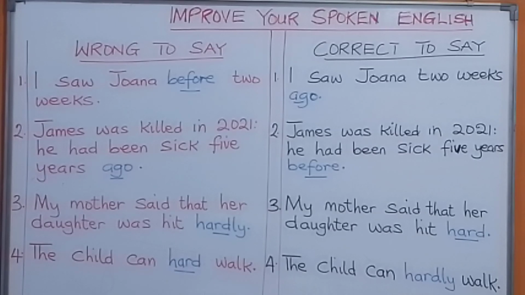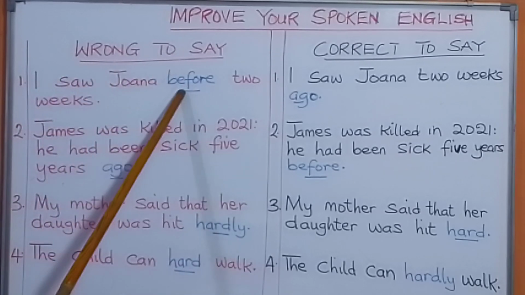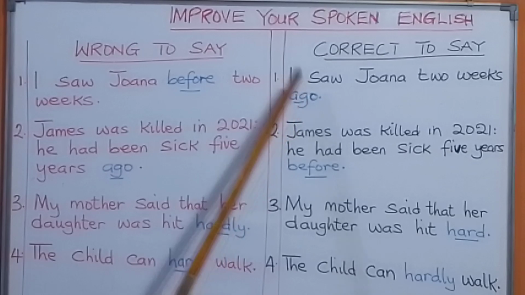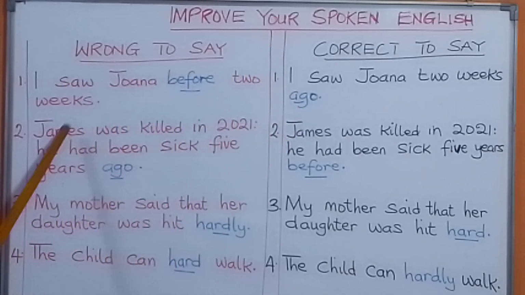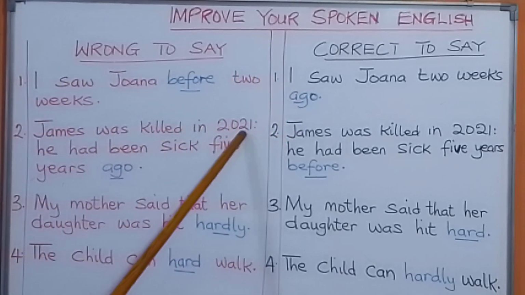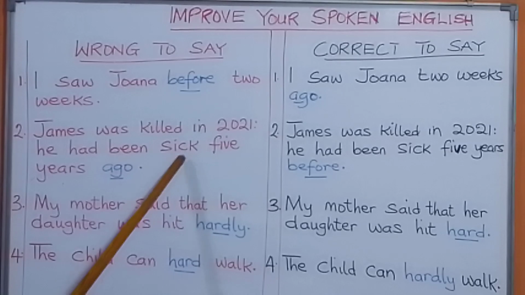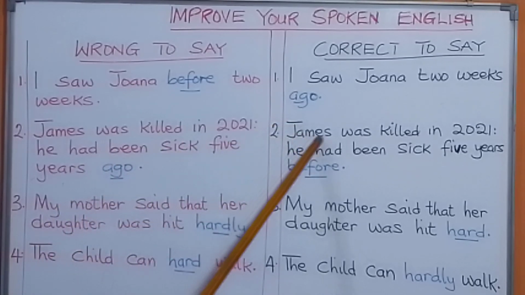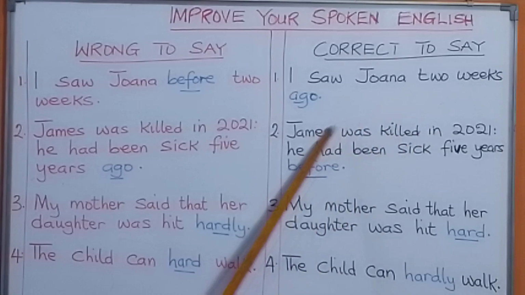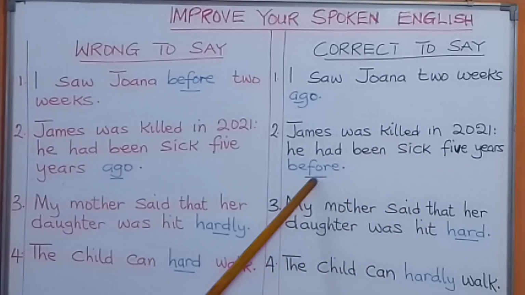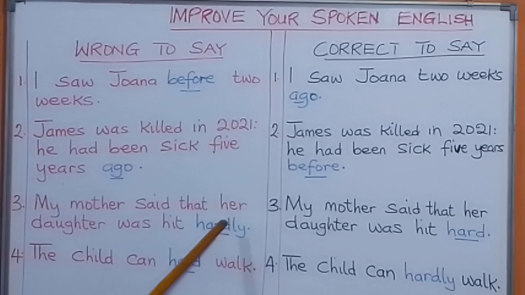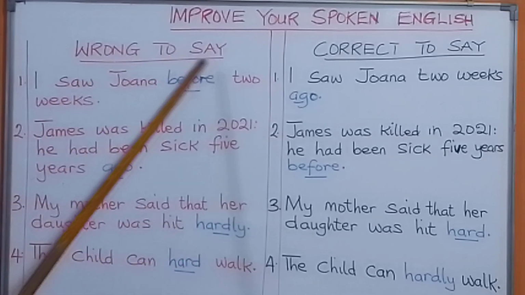Let's say that again. Wrong to say, I saw Joanna before 2 weeks. Say, I saw Joanna 2 weeks ago. Wrong to say, James was killed in 2021. He had been sick 5 years ago. Don't say that. Say, James was killed in 2021. He had been sick 5 years before. That is 5 years before this time, or in the past.